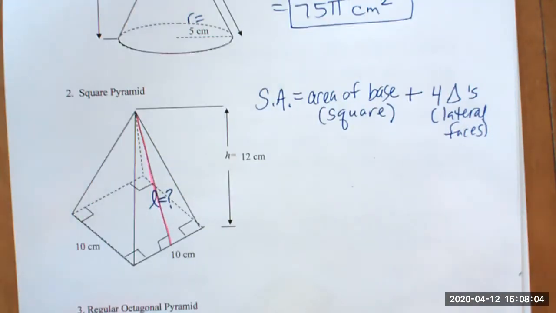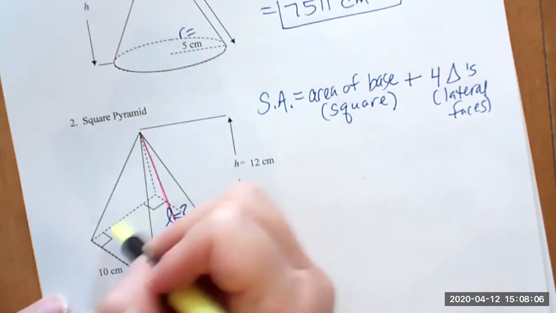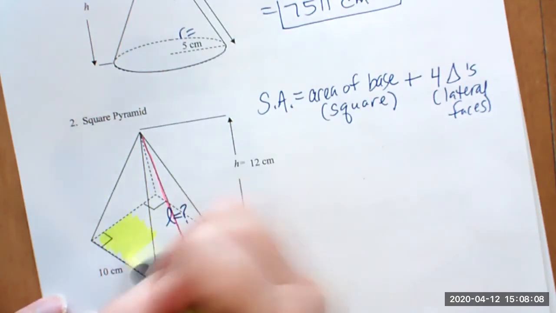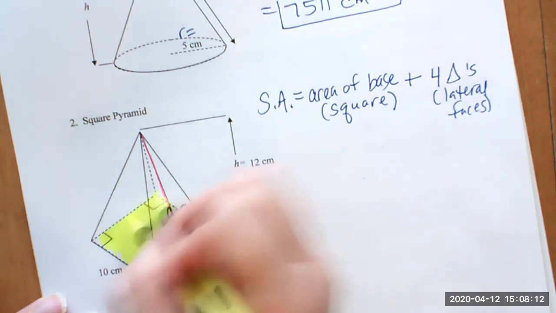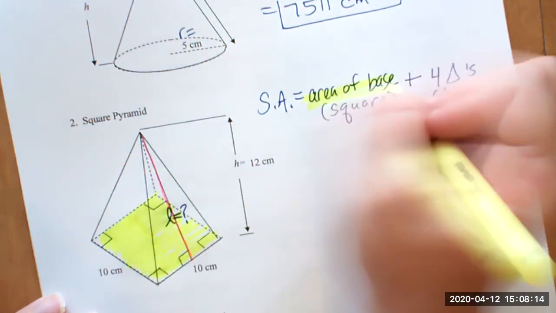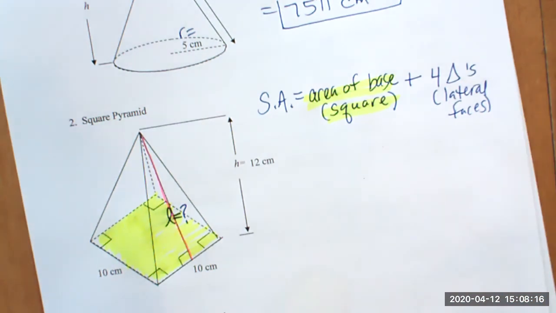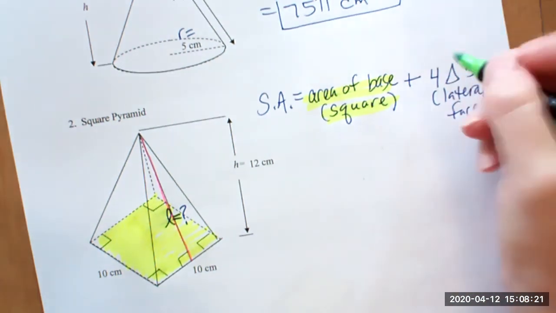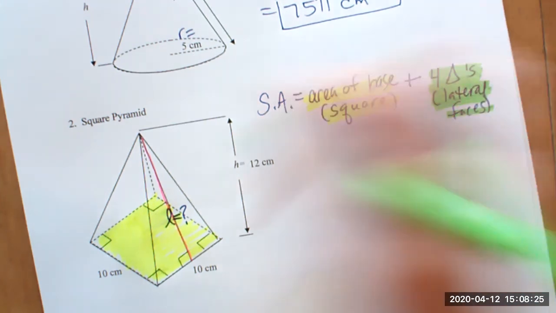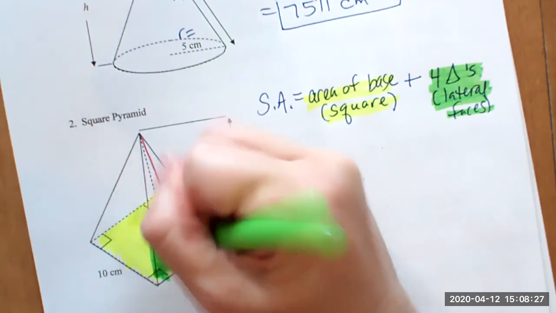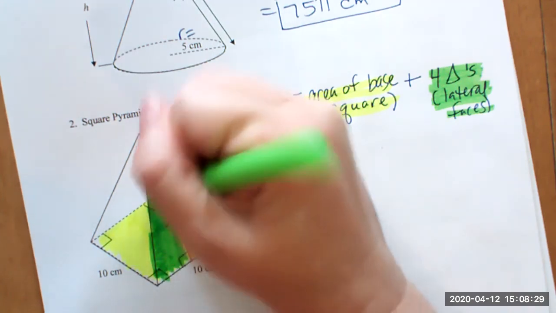So I'm going to shade in 2 things here. I've got the yellow square is my base. So I'll highlight that here. And then I've got 4 triangles here. So I'll put that in green. So I've got kind of like overlapping that yellow base here.